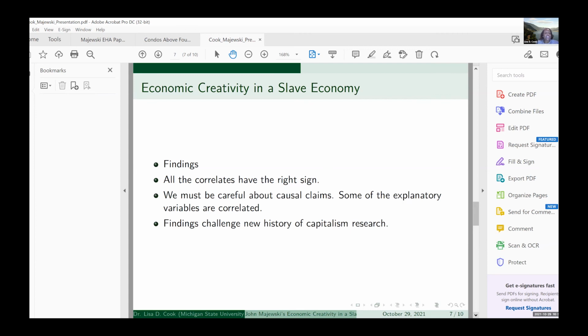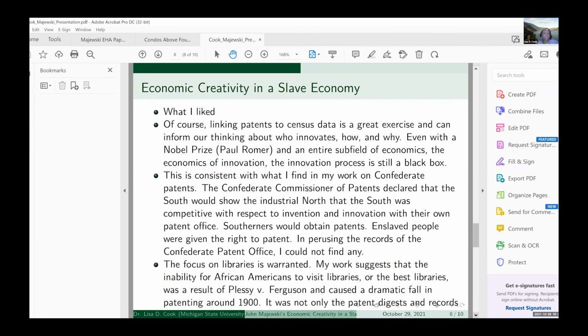The findings challenge the new history of capitalism research. What I liked about the paper, of course, linking patents to census data is a great exercise and can inform our thinking about who innovates, how, and why. Even with the Nobel Prize, that's Paul Romer, an entire subfield of economics, the economics of innovation, the innovation process is still a black box. So anything we learn is an incremental addition to the stock of knowledge we have about the innovation process.